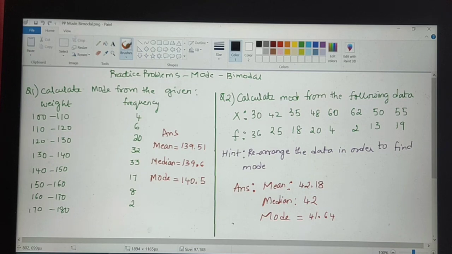These are the practice problems for you when the mode is bimodal. I have given one problem related to continuous series and another related to discrete series. Here you can see a hint in purple color: rearrange the data in order to find the mode. Arrange the data in ascending order and then try to find the mode. Because it is bimodal, you will have to find your mean and median in the end. In discrete series, apply the formulas of mean and median related to discrete series.